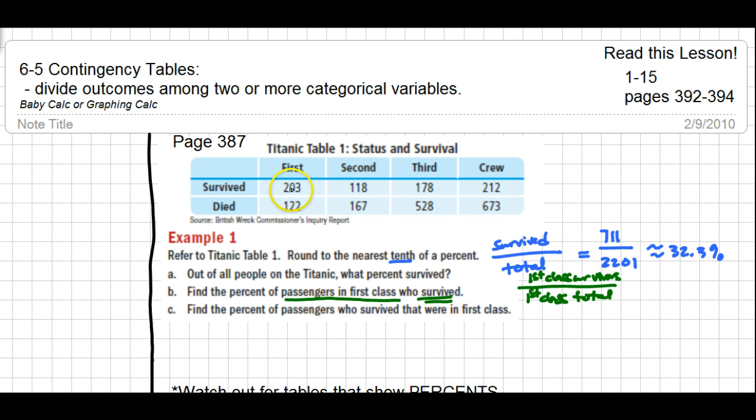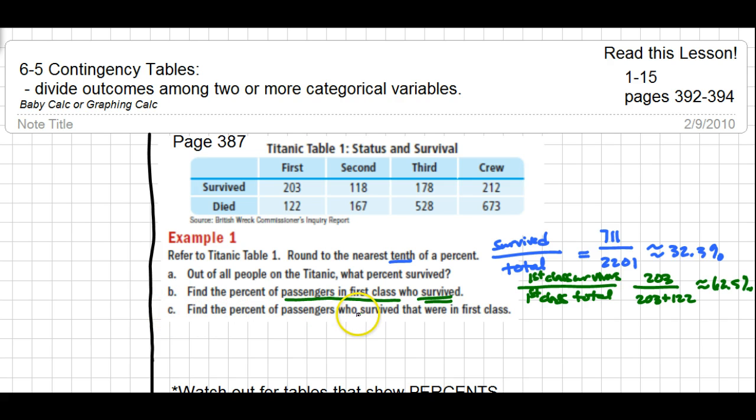So the first class survivors is going to be where survivors and first class intersect here in the table, so that's 203. And then the first class total is going to be everybody in first class, so this column, so 203 plus 122. Make sure, students, when you're adding there that you do add before you hit divide. There are imaginary parentheses around those two bottom numbers, so make sure you add first. When you divide there after you've added and you round to the 10th, you get 62.5%.